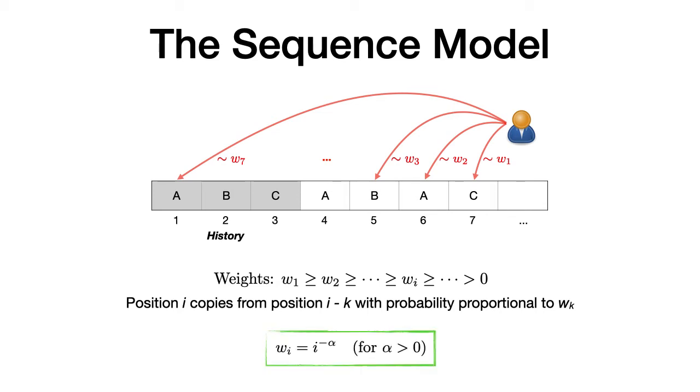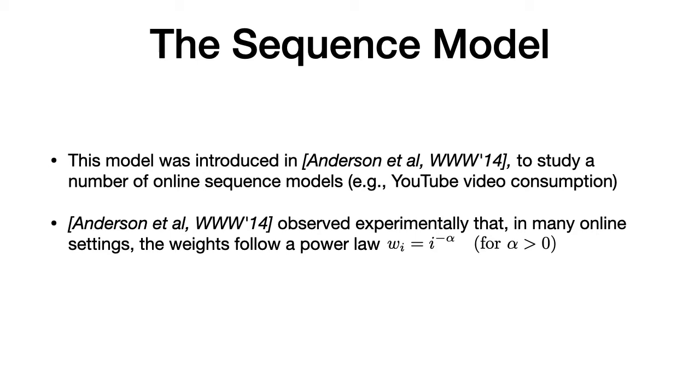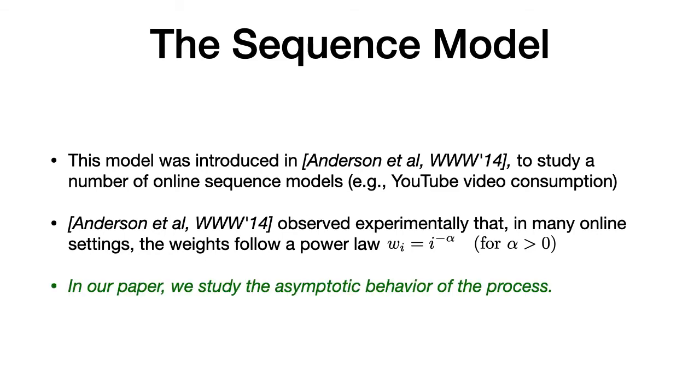A particularly relevant case is the case where w_i is equal to i to the minus alpha for some alpha greater than 0, so the power law case. The power law case is interesting because Anderson et al. in WWW 2020 introduced this model and observed that this weighting sequence followed a power law with exponents changing from setting to setting. And so in our paper, we study the asymptotic behavior of this process, particularly in the case where the w_i follow a power law.